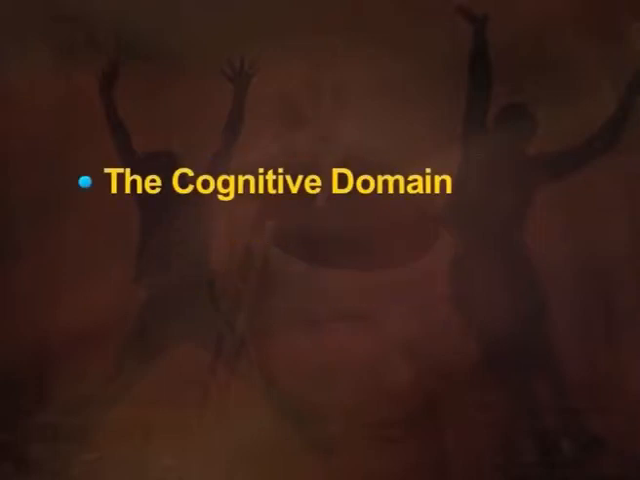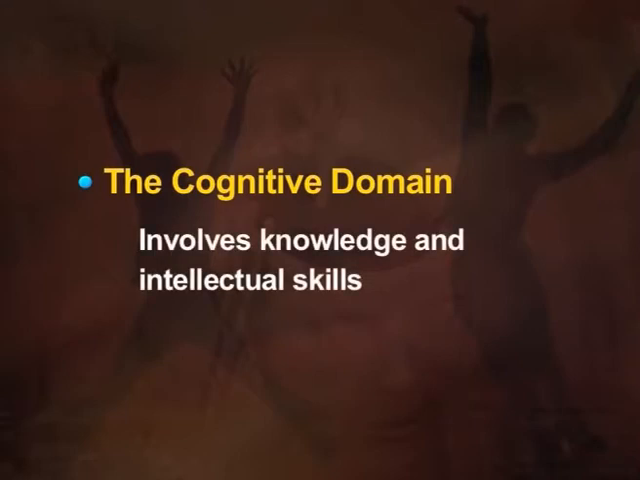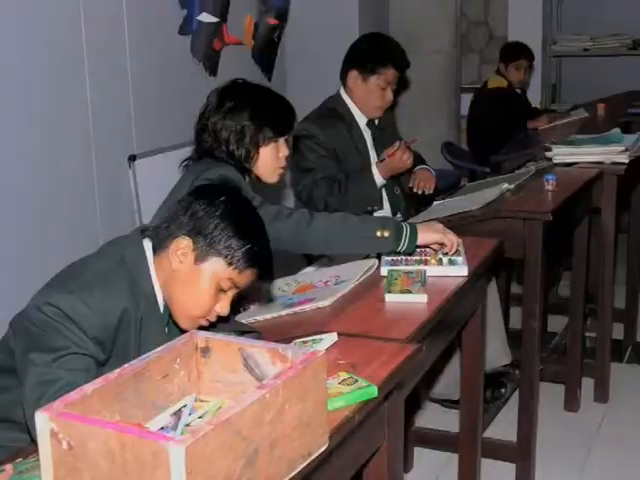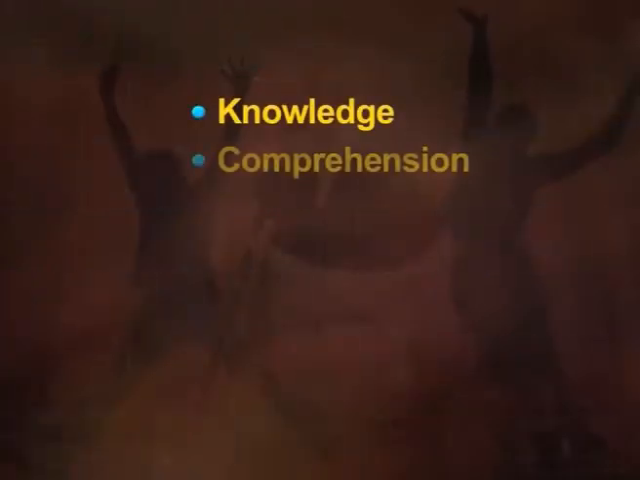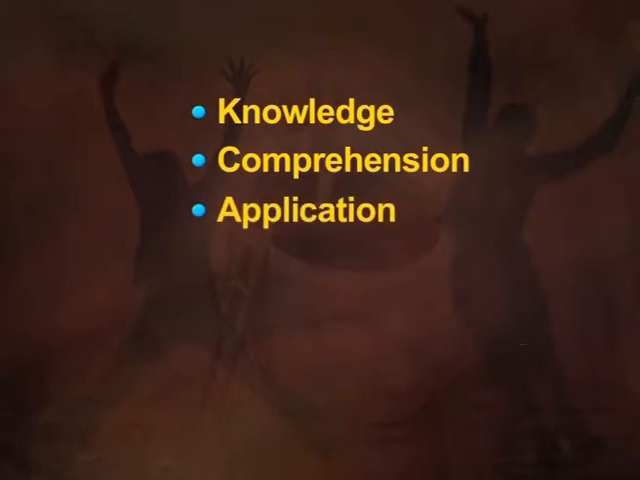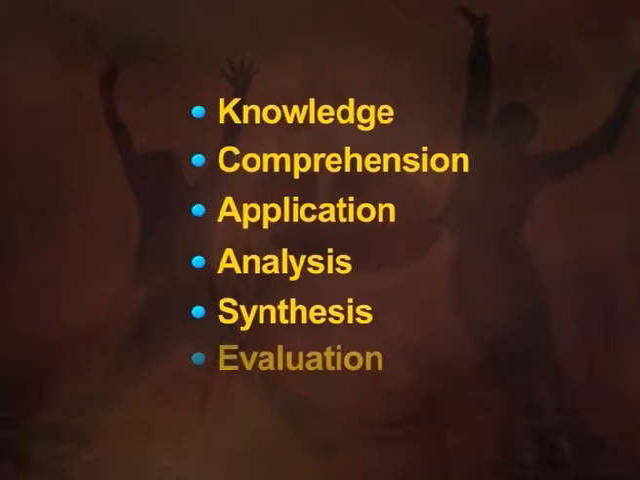The cognitive domain involves knowledge and intellectual skills. This includes the recall or recognition of specific facts, procedures and concepts that foster development of intellectual abilities and skills. There are 6 major categories in the cognitive domain. They are knowledge, comprehension, application, analysis, synthesis and evaluation.